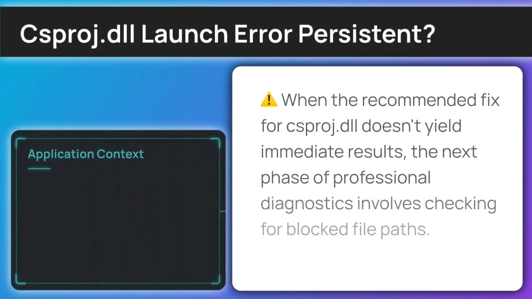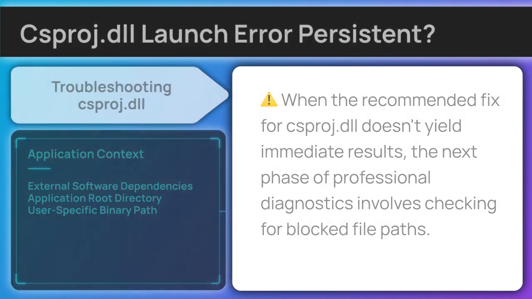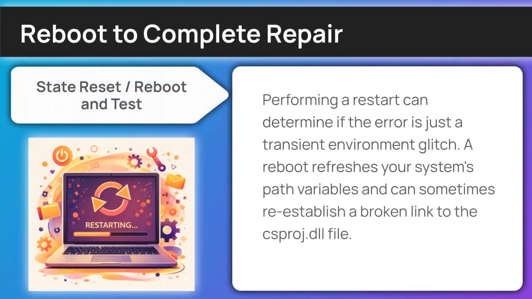When a standard software refresh isn't enough, we need to bypass the automated installers and look at manual system state resets. A simple restart can resolve file-in-use errors that mimic a missing C# project library message. It's a low-effort step that ensures your operating system starts with a clean execution stack.